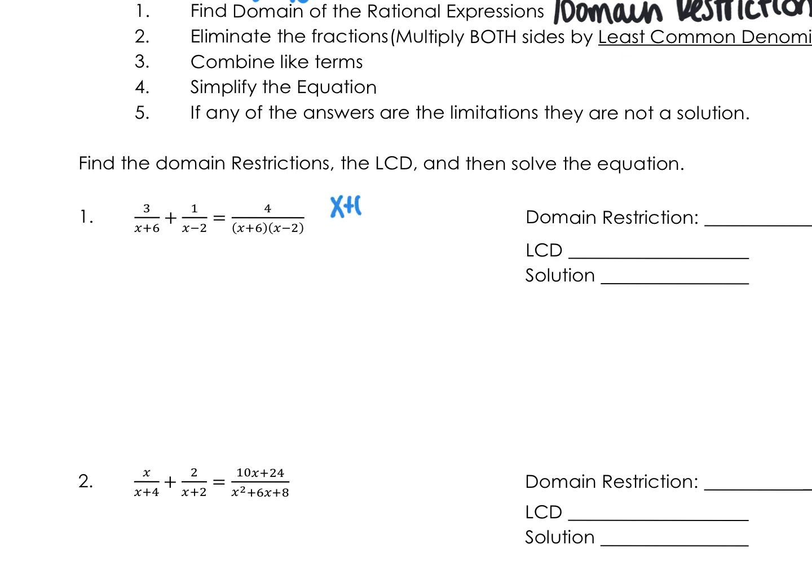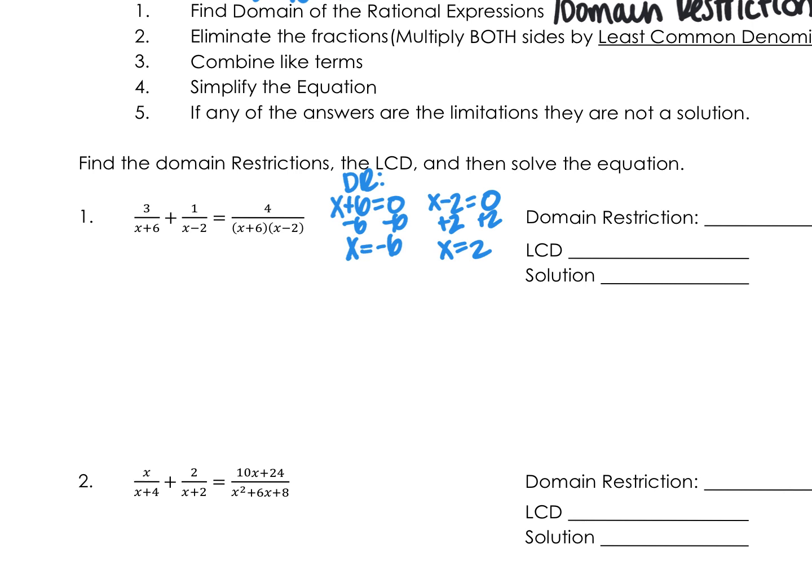So we're going to take x plus 6 and set it equal to 0, and x minus 2 and set it equal to 0. We'll solve each of those equations. Here we'll subtract 6 from both sides and we get x equals negative 6. And here we'll add 2 to both sides and we get x equals 2. This is how we find the domain restriction.